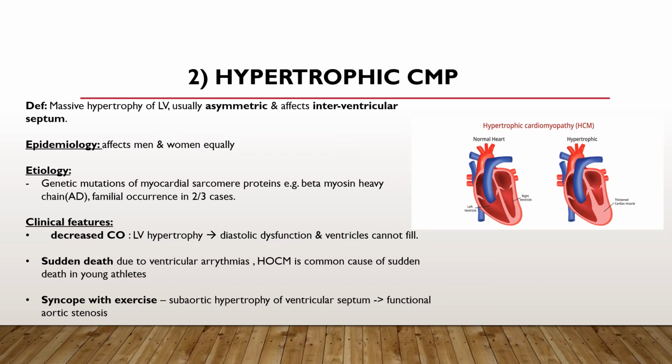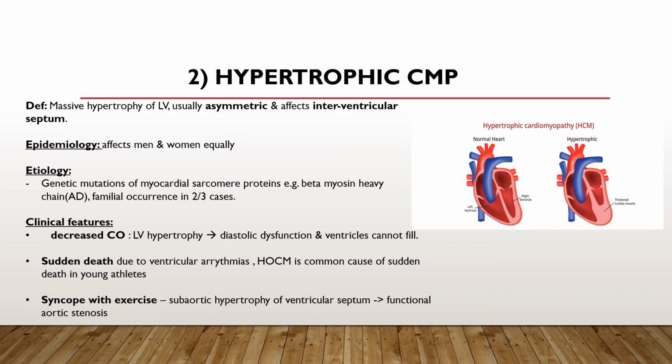Hypertrophic cardiomyopathy is massive hypertrophy of the left ventricle. It's asymmetric and it's typically affecting the interventricular septum. The ratio of men to women being affected is quite equal. It's usually caused by a genetic mutation of the beta-myosin heavy chain, which is a very important myocardial sarcomere protein, and it's familial in 2/3 of cases.